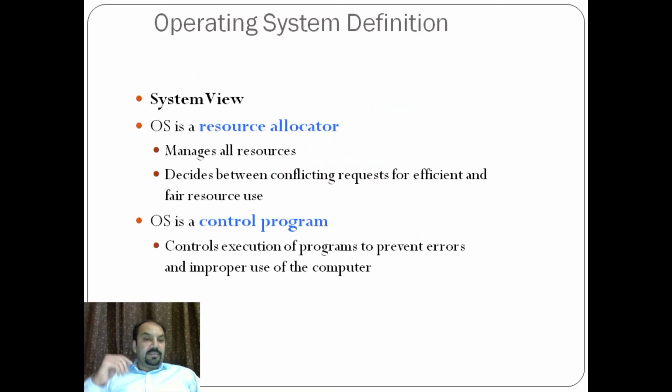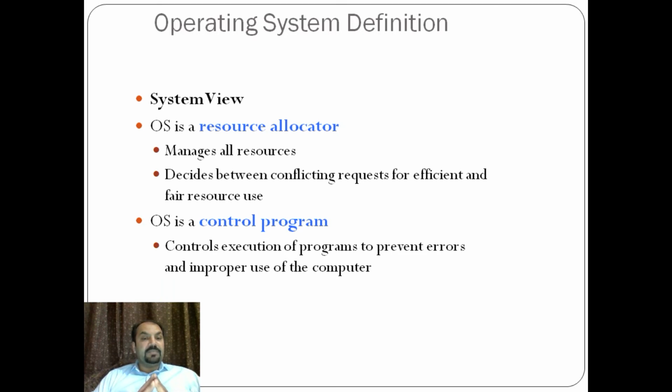On the last slide, we discussed the user point of view. Now we will discuss something about the system point of view. A system like an operating system. The operating system is a resource allocator, which manages the resources, which use the resources, and which distribute the resources among different jobs and different programs.